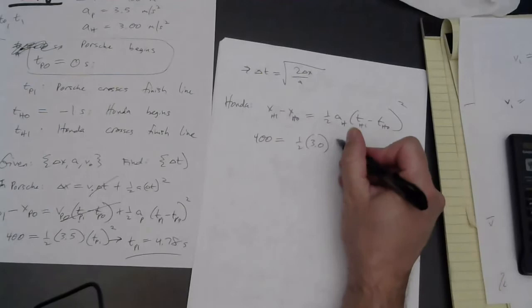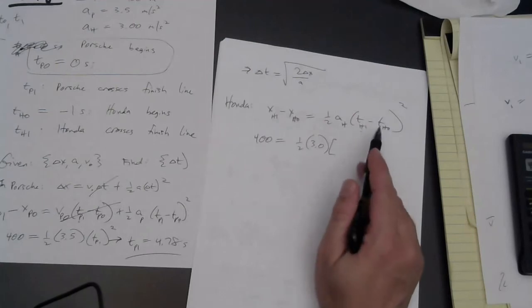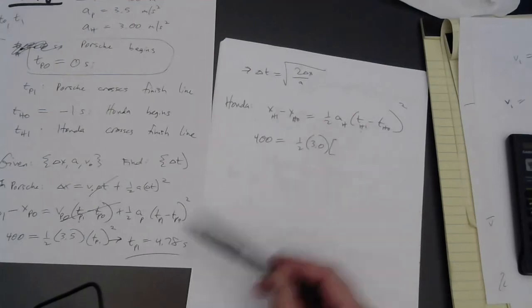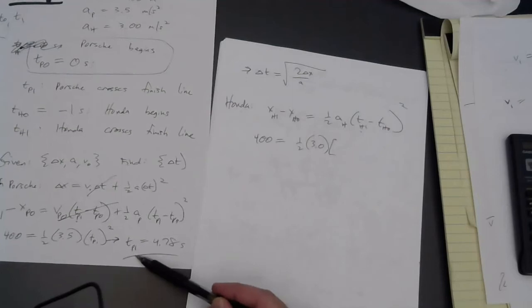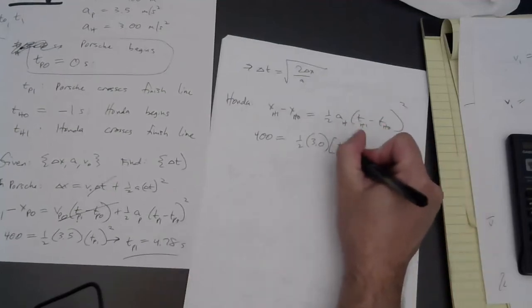And here's where you have to be careful. This is the time we want. At what time does the Honda cross the finish line? That's by definition TH1. Don't be misled into thinking that that's also 4.78. TP1 is a different time from TH1. So this is still unknown.